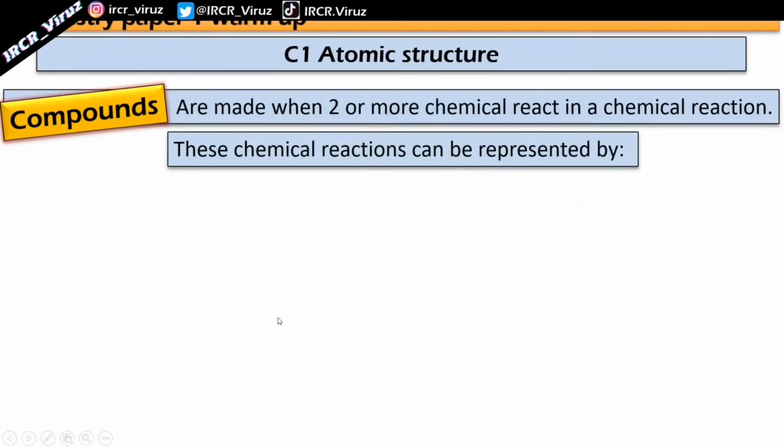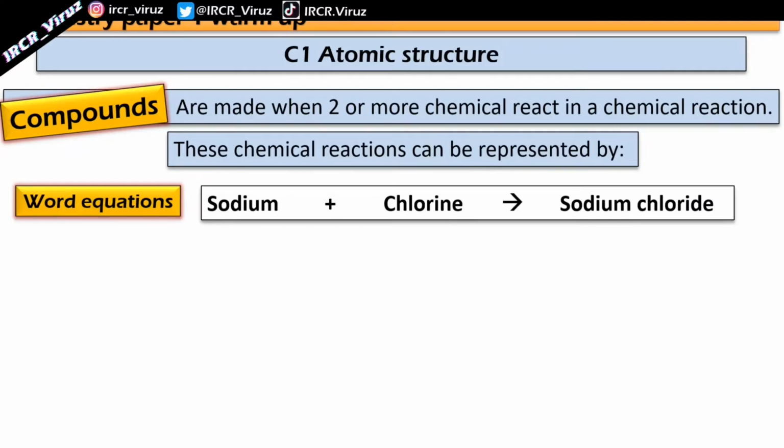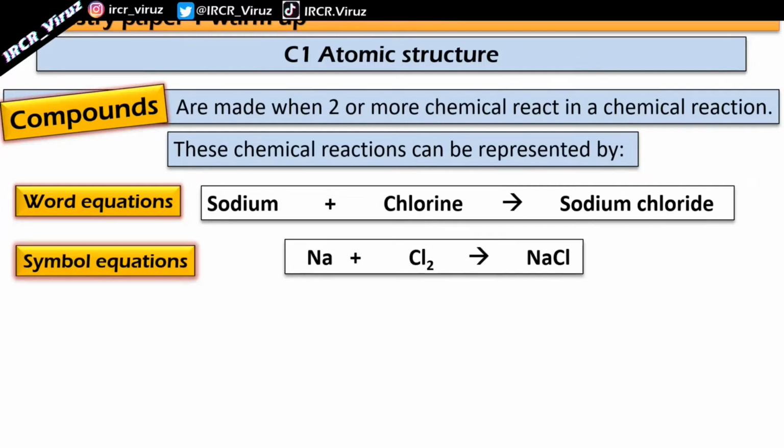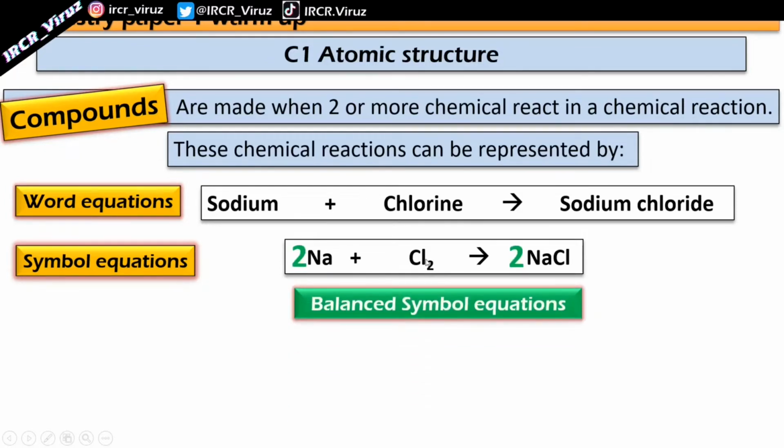Now, compounds are made when two or more chemicals react in a chemical reaction, and these chemical reactions can be represented by the word equation. For instance, you've got sodium and chlorine, which makes sodium chloride. You have symbol equations like Na plus Cl2 makes NaCl. Over here chlorine is just Cl, but because chlorine gas is a diatomic molecule, you're always going to find them in twos, and obviously we need to balance the equation. You balance the symbol equation to make sure that you have the same amount of atoms on one side of the equation and on the other side of the equation.